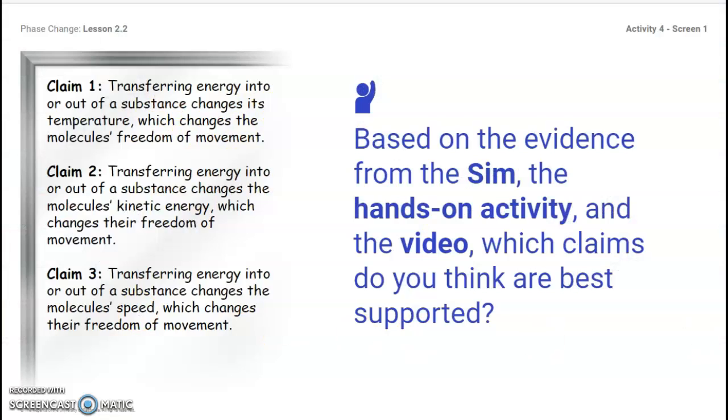So based on the sim and the hands-on activity and the video, which claims do you think are best supported now? Discuss that with your group members. Pause here to do that and decide which one you think is the best claim, or which ones are supported or not supported.